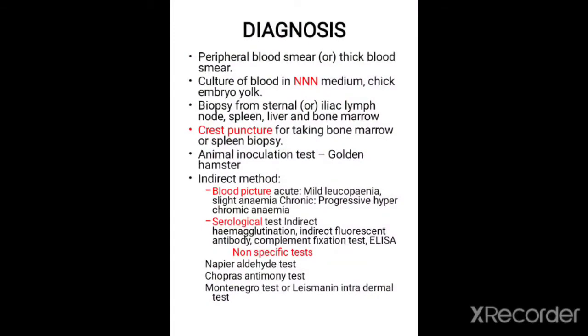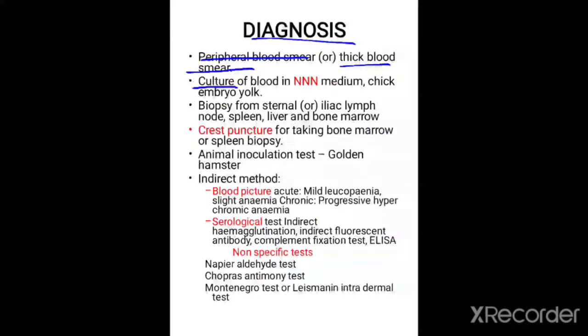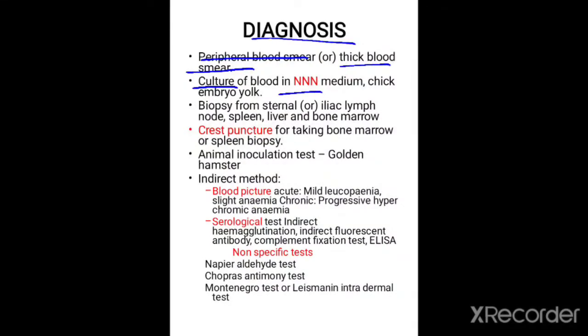Now, let us come to the diagnosis of Leishmania donovani. It can be diagnosed by preparing a peripheral blood smear or a thick blood smear and a culture of the blood in a tryptophan medium, and chick embryo yolk can also be used, as well as a biopsy from the sternal or iliac lymph node, spleen, liver, and bone marrow. Animal inoculation can also be carried out.